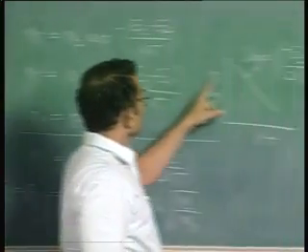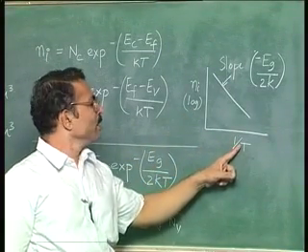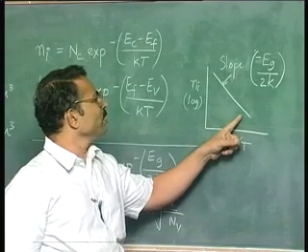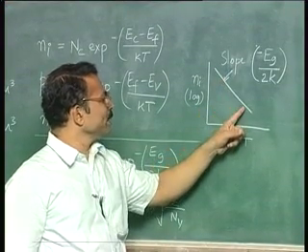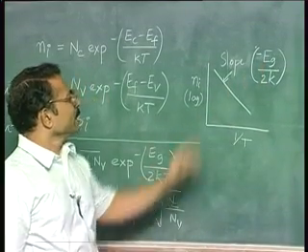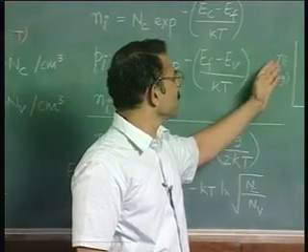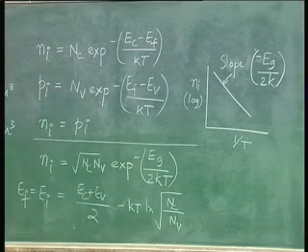So the Ni, if you plot on a log scale as a function of reciprocal of temperature, will almost be a straight line, and its slope will be minus energy gap by 2k. That is how you can find out the energy gap of semiconductors from measured concentration versus temperature behavior.